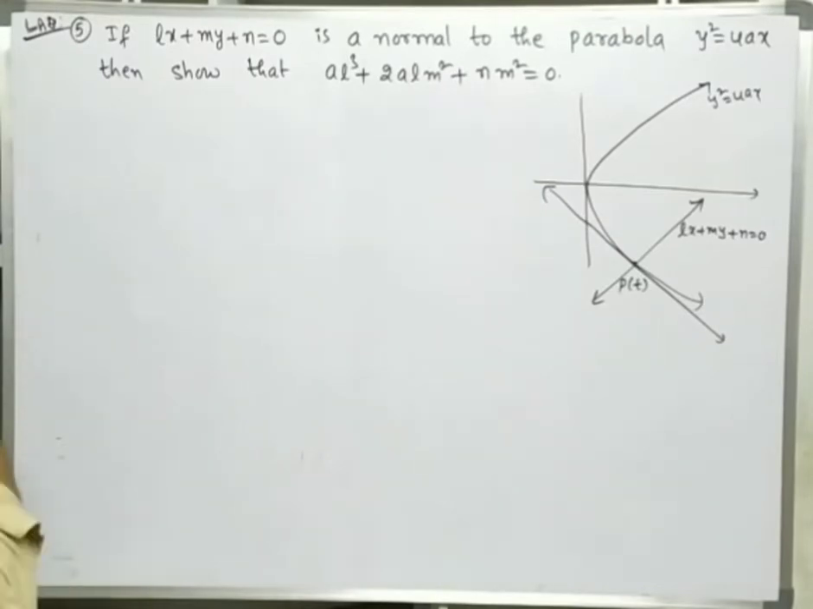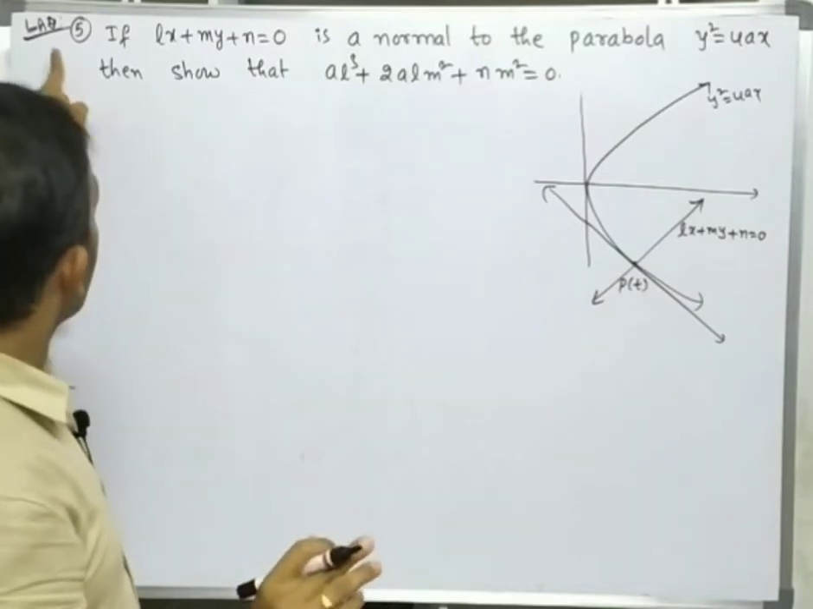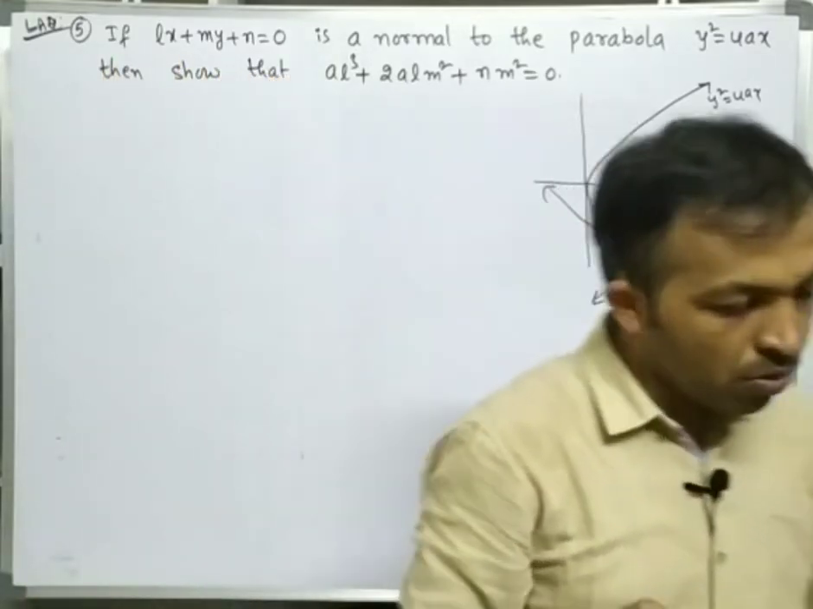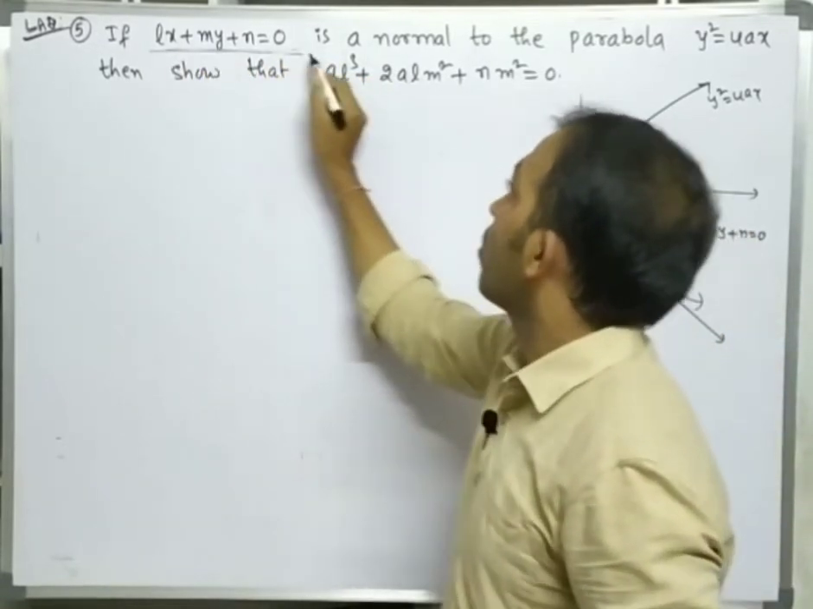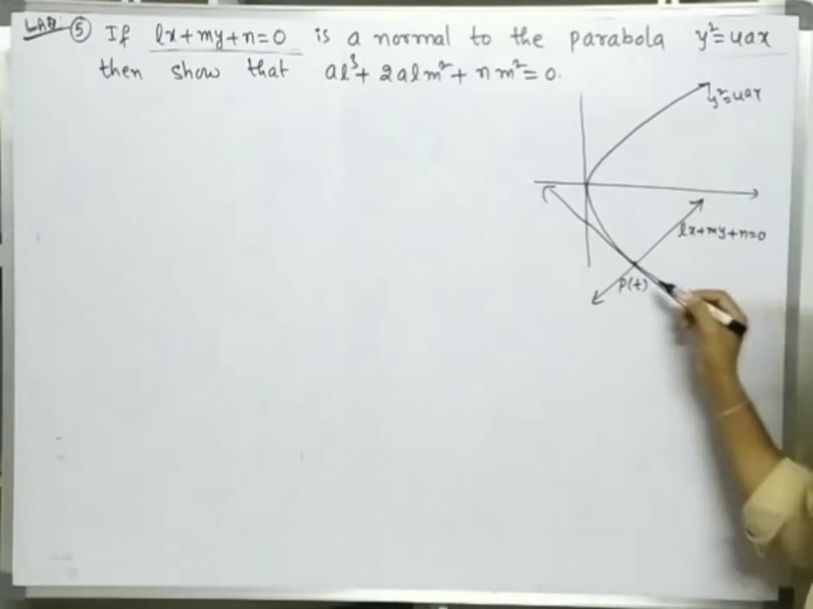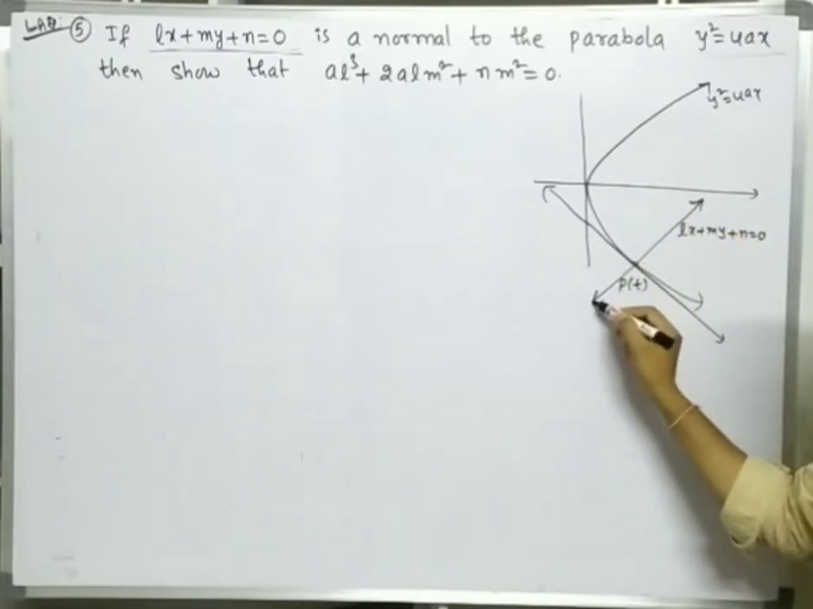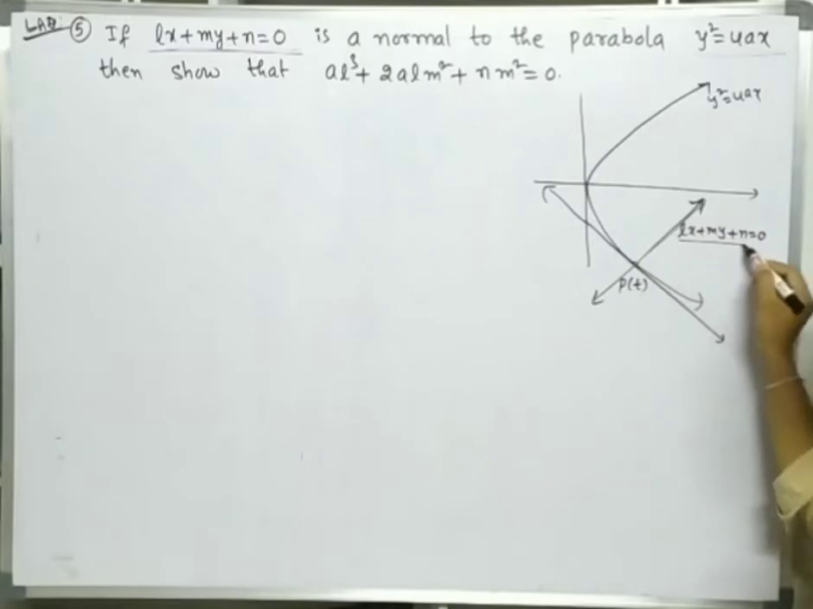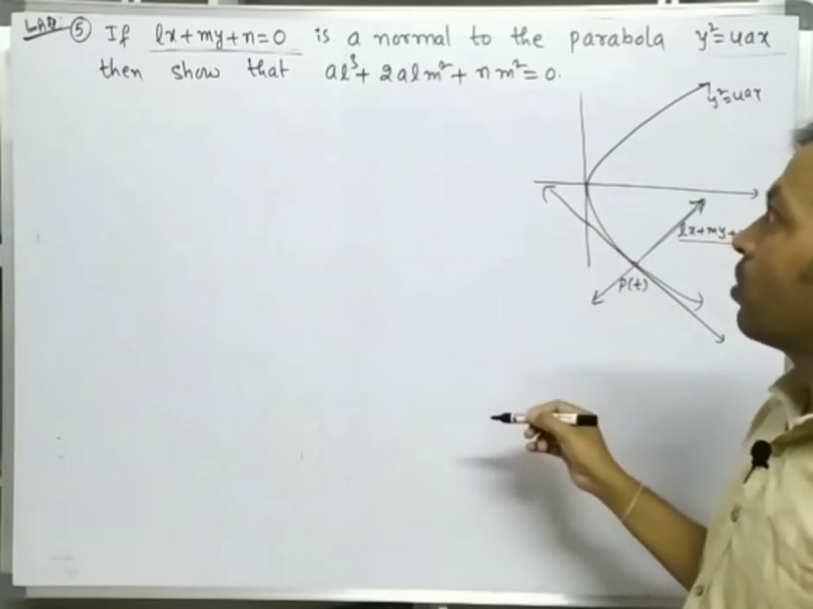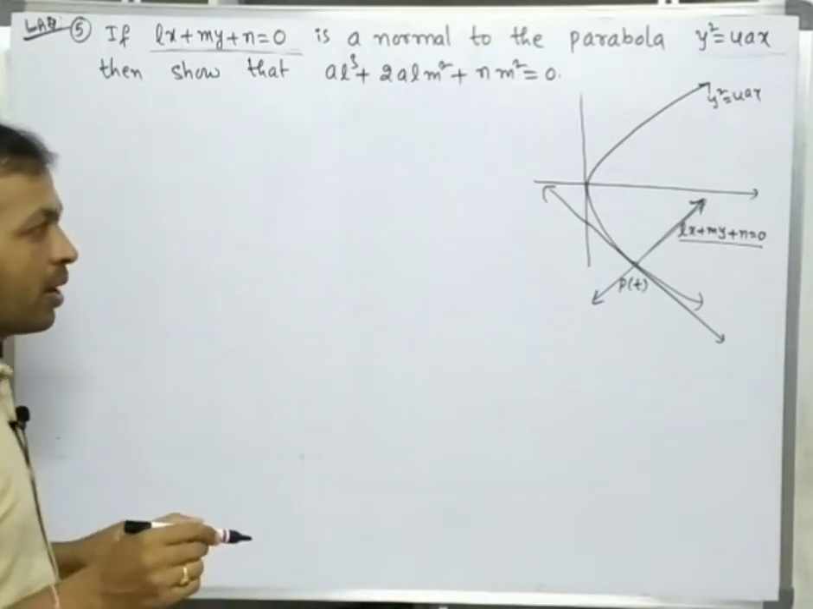Fifth problem. First four problems are very short answer type questions. Next, this one is a long answer type problem, that is: if Lx plus My plus n is equal to 0 is a normal to the parabola y square is equal to 4ax. y square is equal to 4ax is a parabola. Here P(t) or P(x1, y1) be any point on the parabola. Here at this point the normal equation is given, that is Lx plus My plus n is equal to 0. Then show that the condition is a L cube plus 2a L M square plus n M square is equal to 0. That means solve these two equations and substitute, you will get.